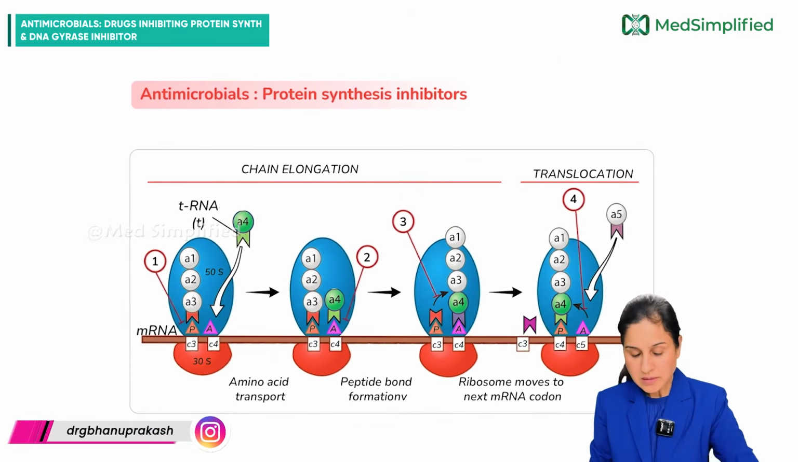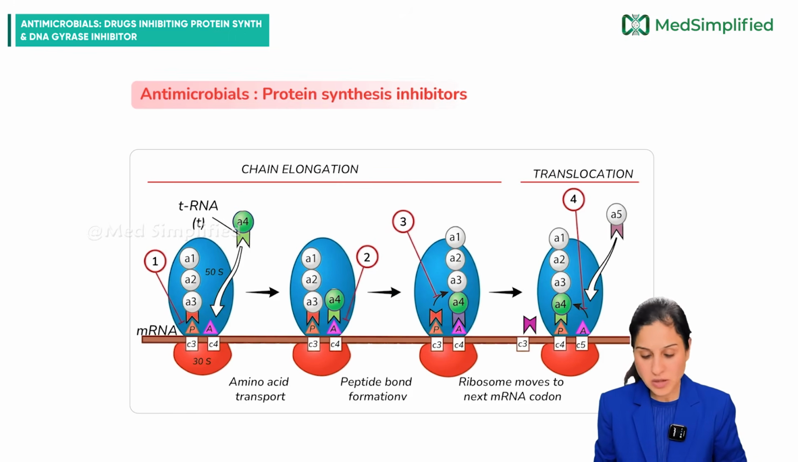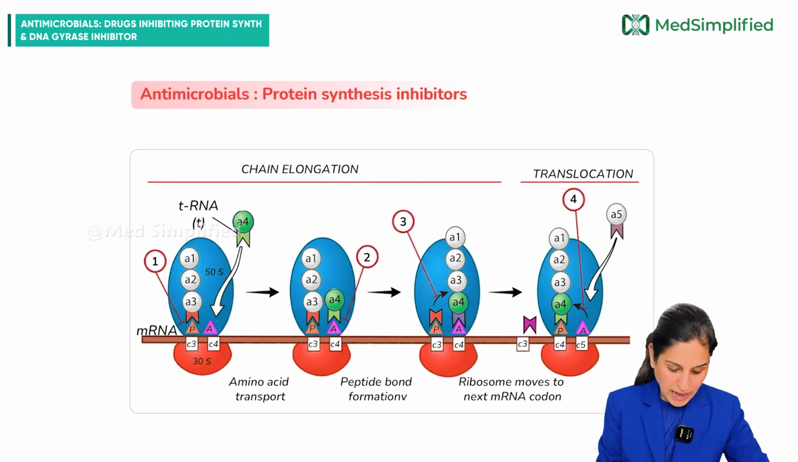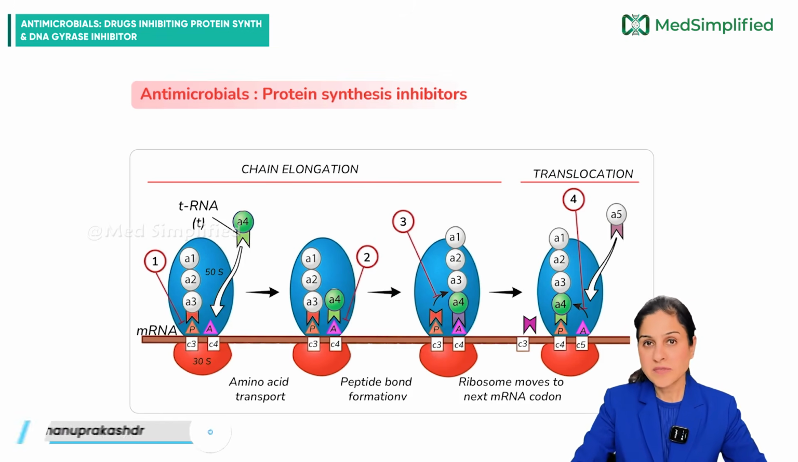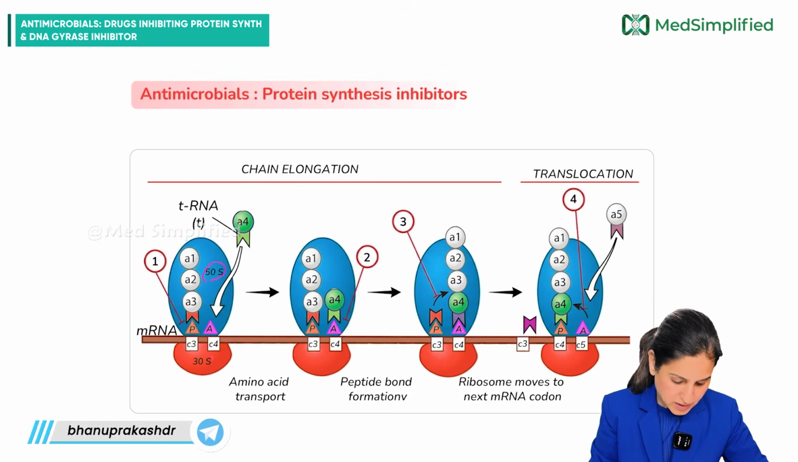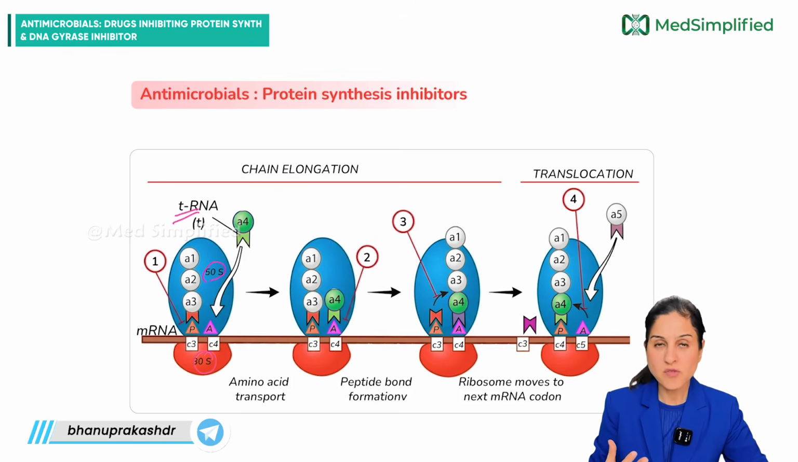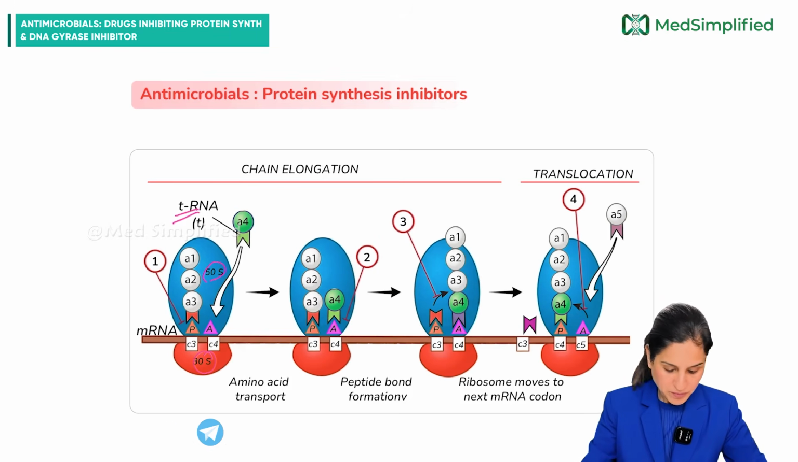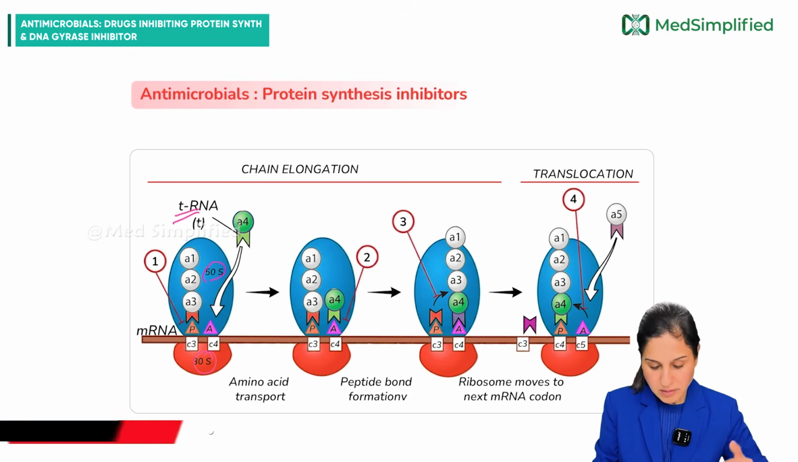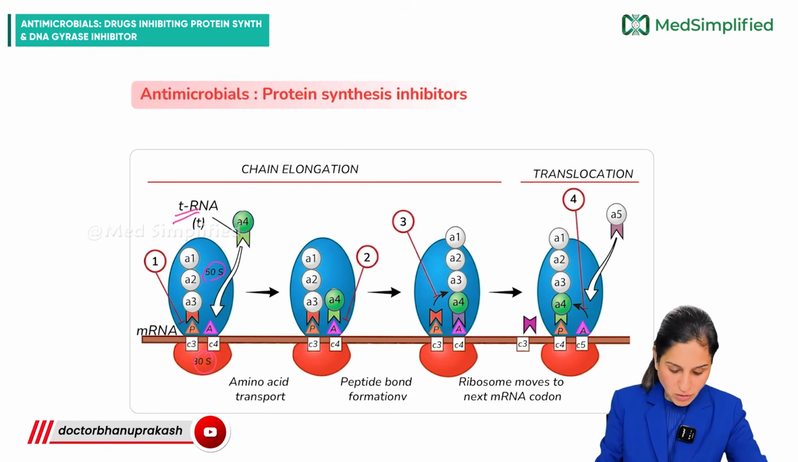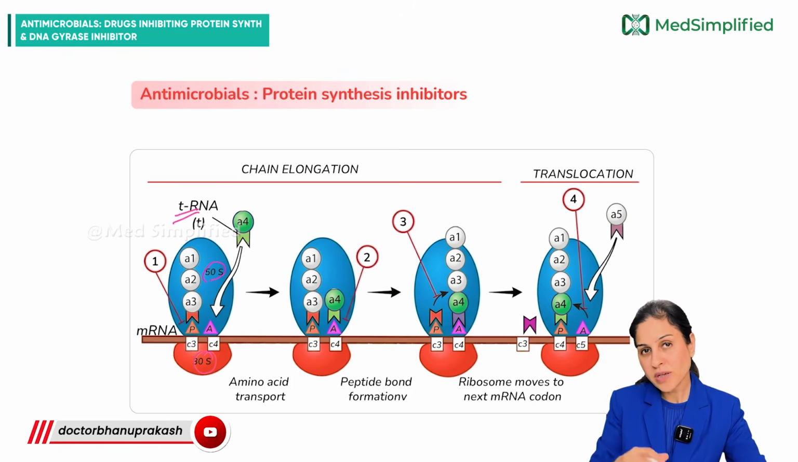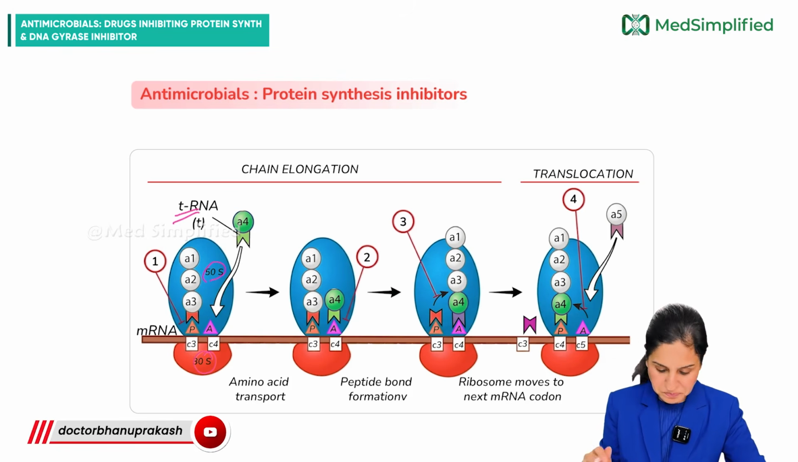So this is how protein synthesis actually works. We have this mRNA and we have the 50S and the 30S ribosomes of the bacteria. And the tRNA brings in the new amino acids for the proteins to be formed. So we have the acceptor site and the peptide site where the protein is being synthesized. Now, the various antibacterial drugs are going to act on different levels here, right?